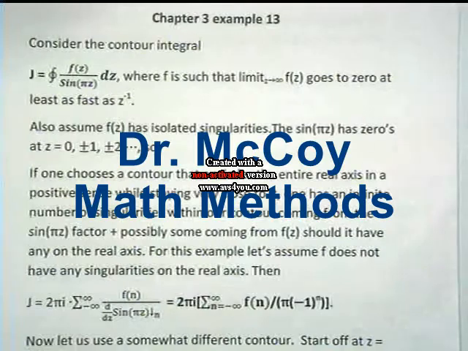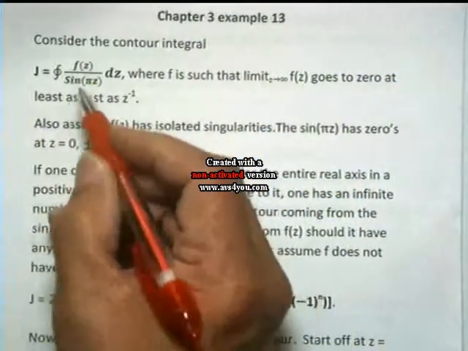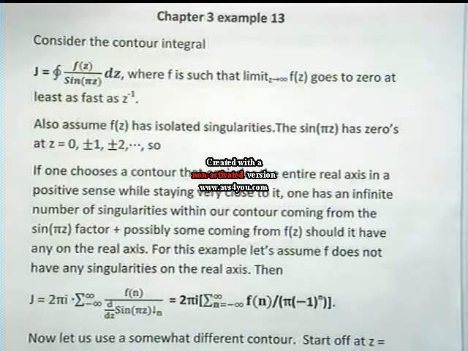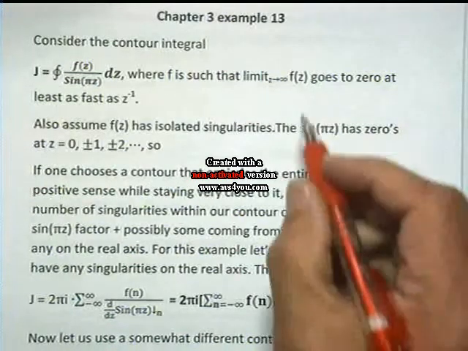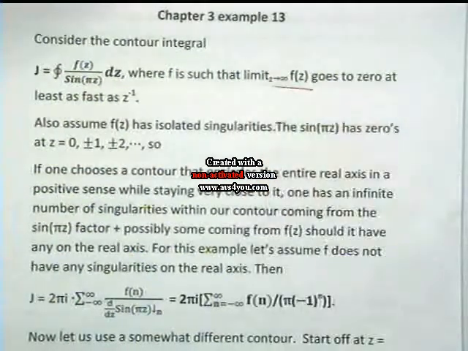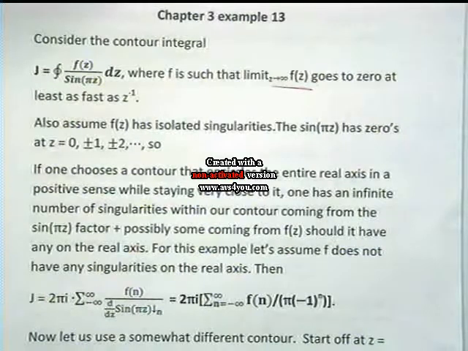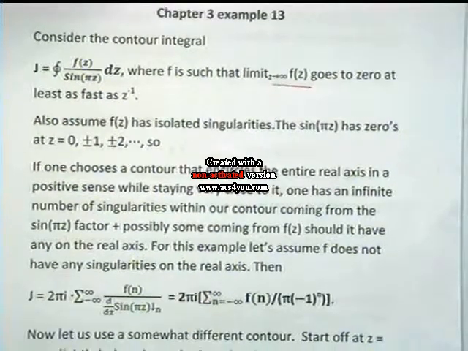We want to look at this particular contour integral closely. J, which I've defined here as a contour integral of some function f(z) divided by sine of pi z. Now, for this to work, this function f(z) has to be well behaved at infinity. In other words, out near z equals infinity, f(z) has to go to 0 at least as fast as 1 over z. We also require that f(z) have isolated singularities, which isn't a big issue, but we don't have any that we haven't dealt with.